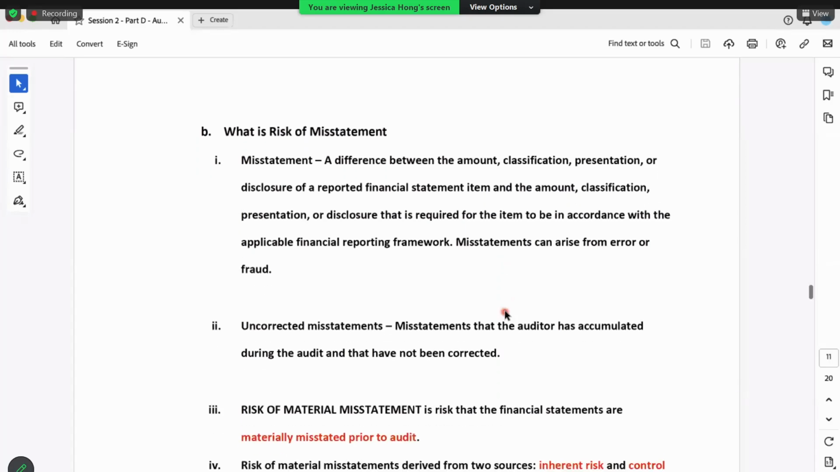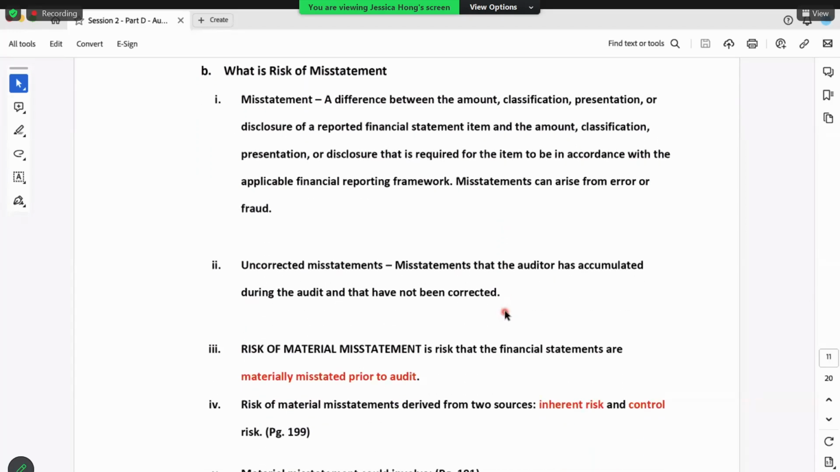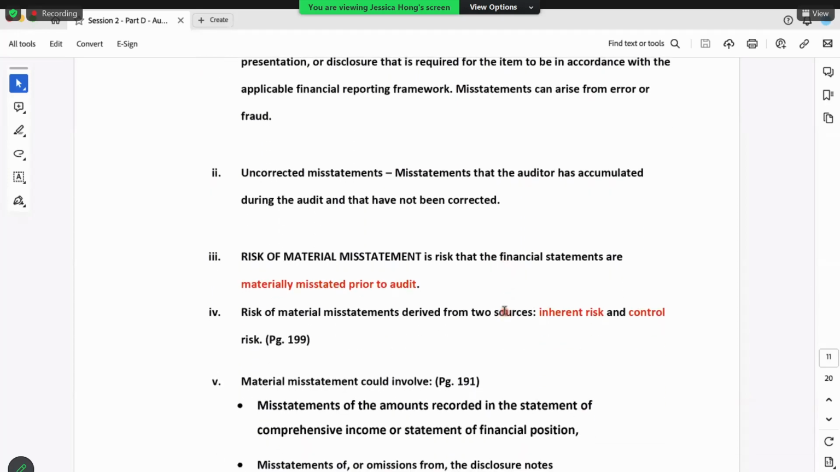For us, we focus on those that are material, all right? So those misstatements that are not corrected, these are the ones that we need to accumulate and show to the audit client, because the draft financial statement at the moment is not adjusted with this uncorrected misstatement, okay? Risk of material misstatement is the risk that financial statements are materially misstated prior to audit.